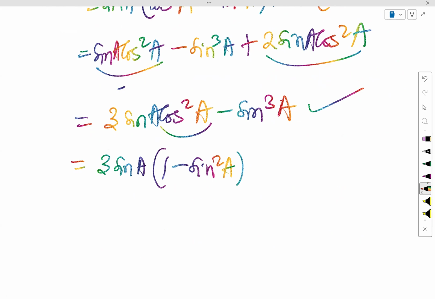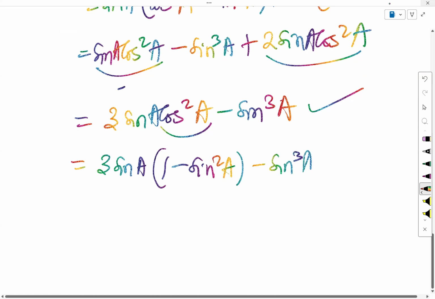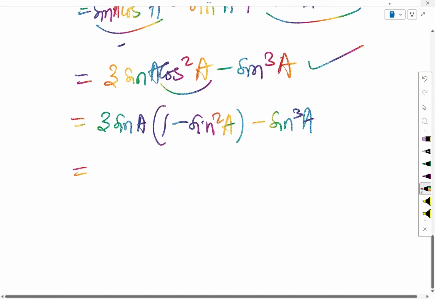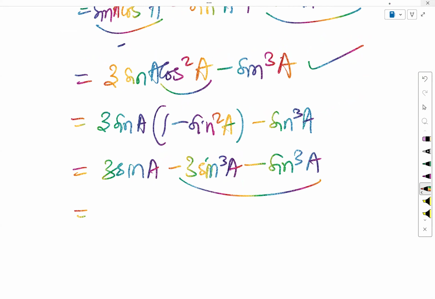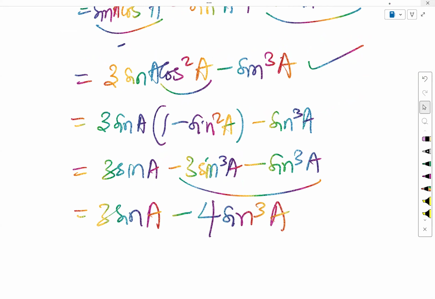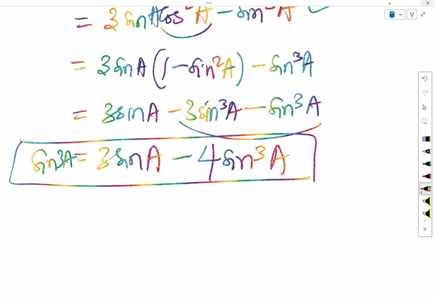So you have 3 sine a into 1 minus sine squared a, minus sine cube a, right? And then this is the same thing as 3 sine a minus 3 sine cube a, minus sine cube a. So you can see these two can go together. So you have 3 sine a minus 4 sine cube a. And that is simply what we have for sine 3a, the sine of triple angle. That is what you get. So you have sine 3a is 3 sine a minus 4 sine cube a.